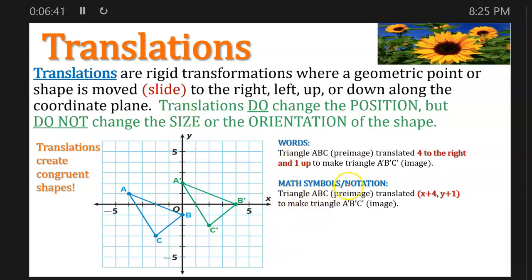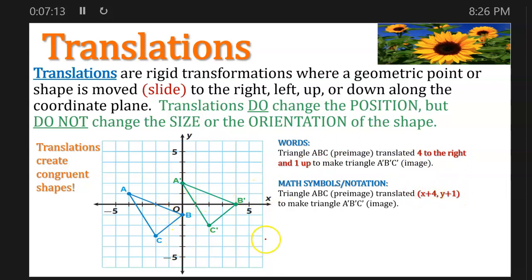Okay, math symbols, notation. If I were to write this same translation, not in words, 4 to the right and 1 up, I would write it this way. 4 to the right means I'm adding 4 to all of the x values, and 1 up means I'm adding 1 to all of the y values. If I was going left on the x, I would be subtracting 4. If I was going down on the y, I would be subtracting 1. But this is right and up, so I'm going to be adding 4 and adding 1.